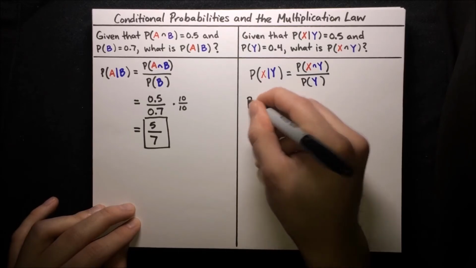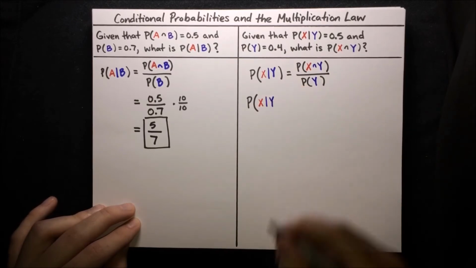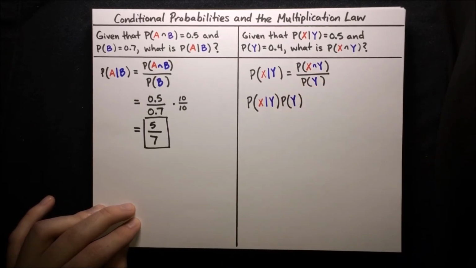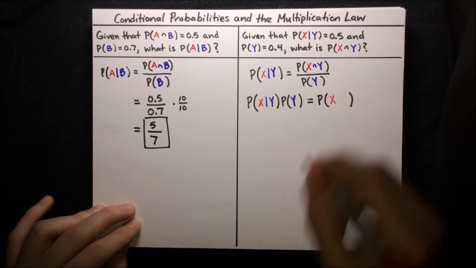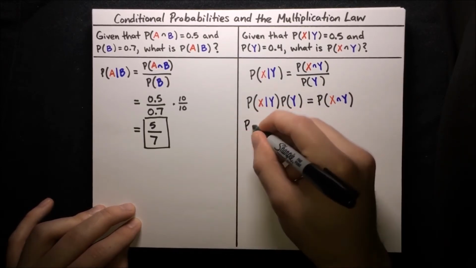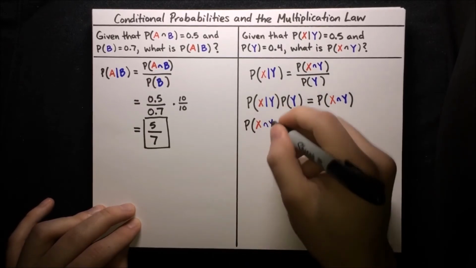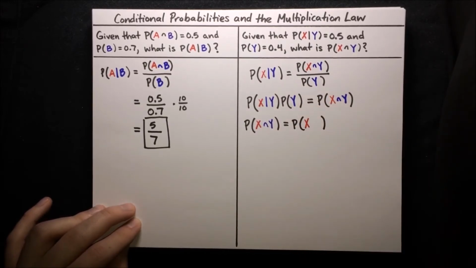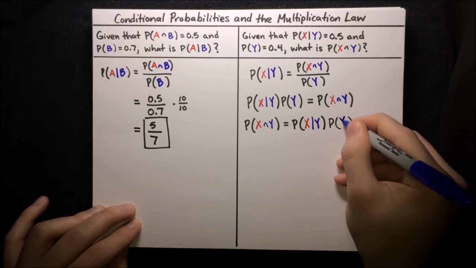Let's write this again. So we'll have the probability of X given Y, and then we're multiplying by the probability of Y, and then that's equal to the probability of X given Y. Let's just flip that around to make it very explicit. So the probability of X and Y is equal to the probability of X given Y times the probability of Y.